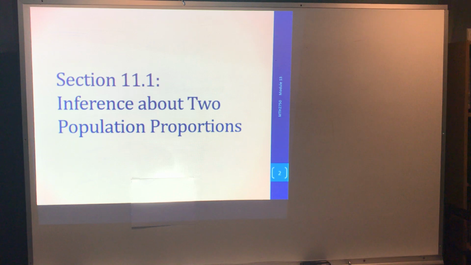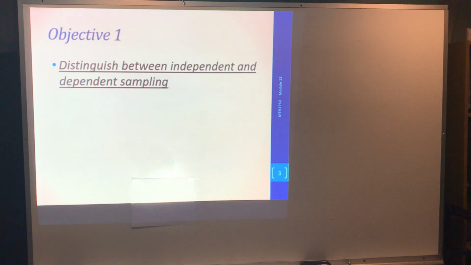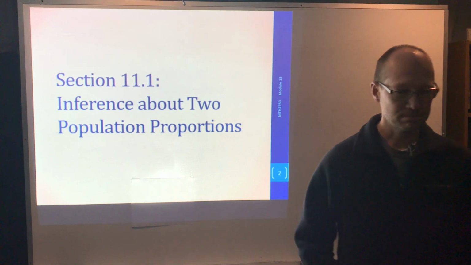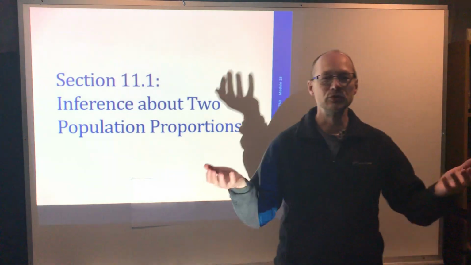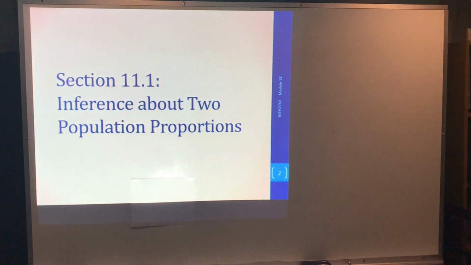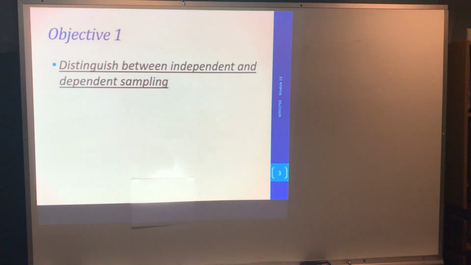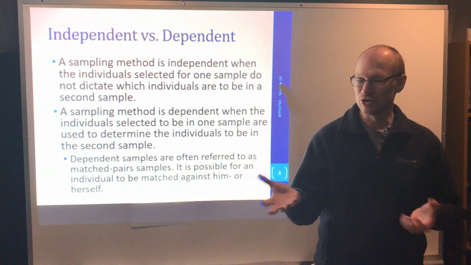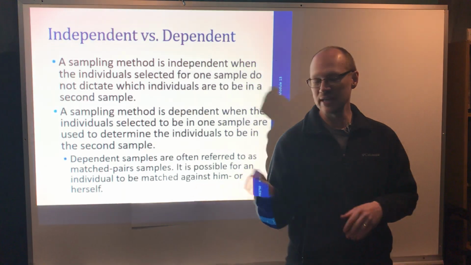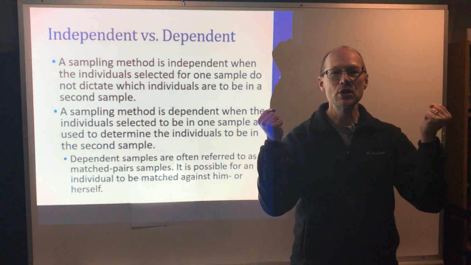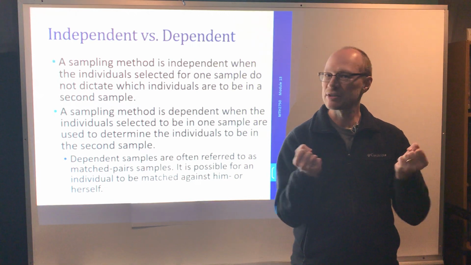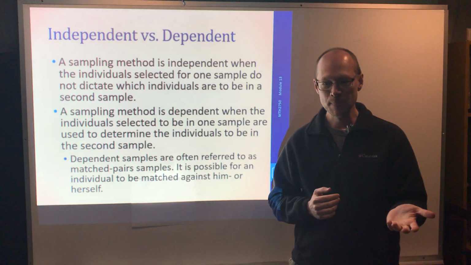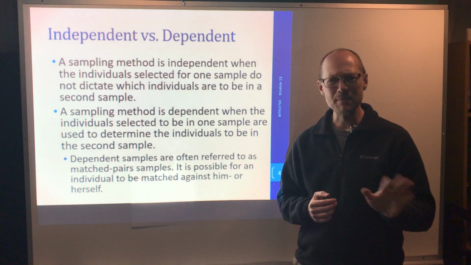The first section is an inference about two population proportions. Objective 1, distinguish between independent and dependent sampling. So there are a couple of different ways you can sample things. You can take a collection here, take a collection here. Sometimes those depend upon one another. Sometimes they are completely independent from one another. Think back to the independent versus dependent discussions we had way back when.